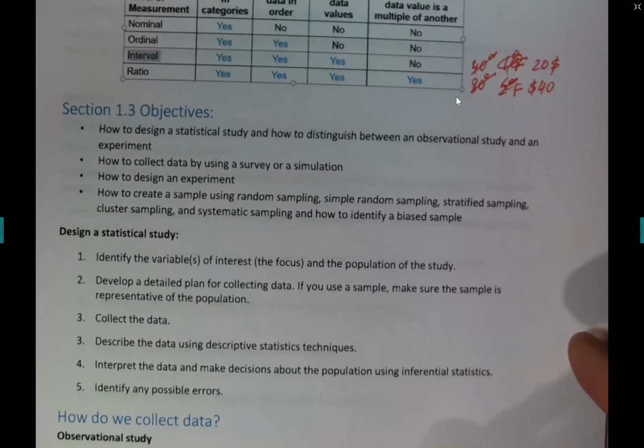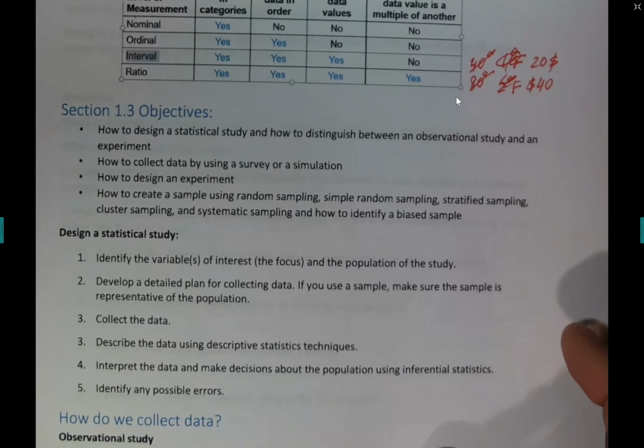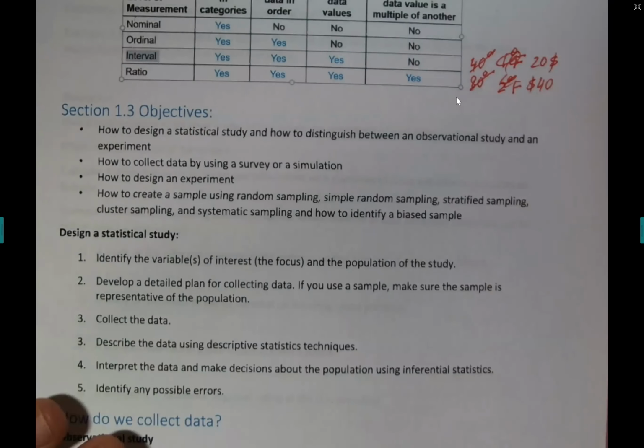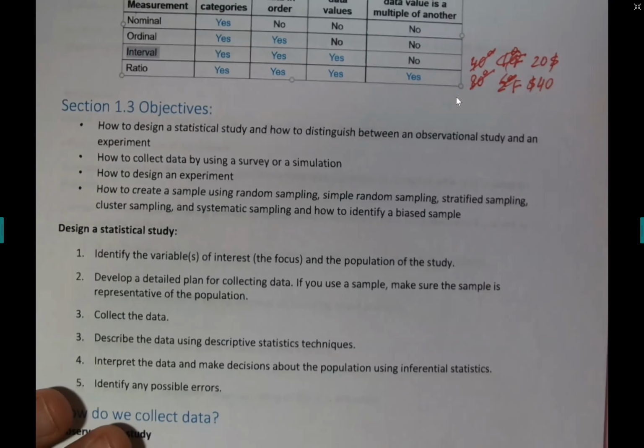After I'm done with the 3 sections, guys, I'm going to go to the book and do some practice exercises together on this, just to reinforce what you learned. All right.